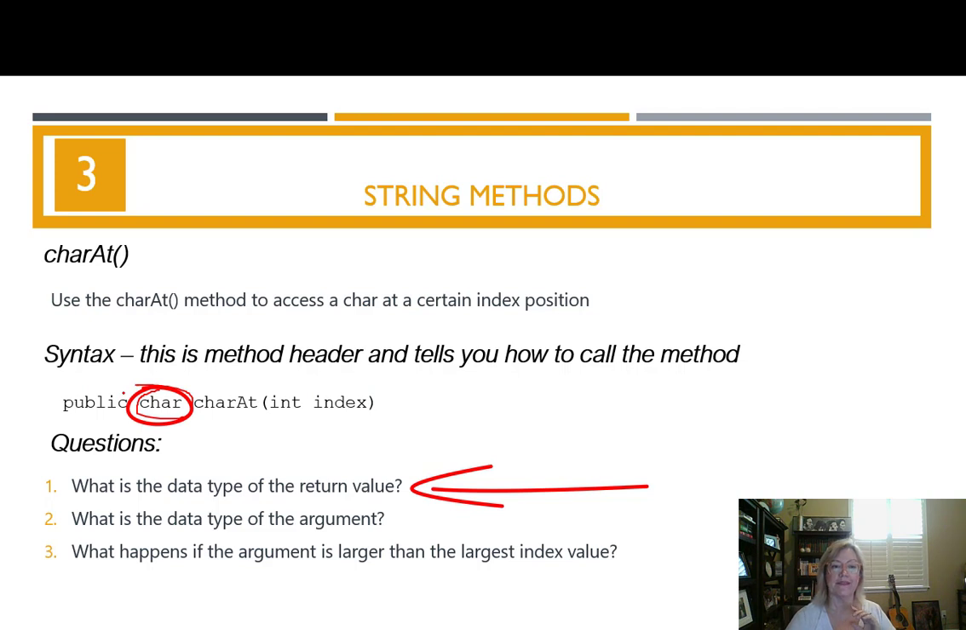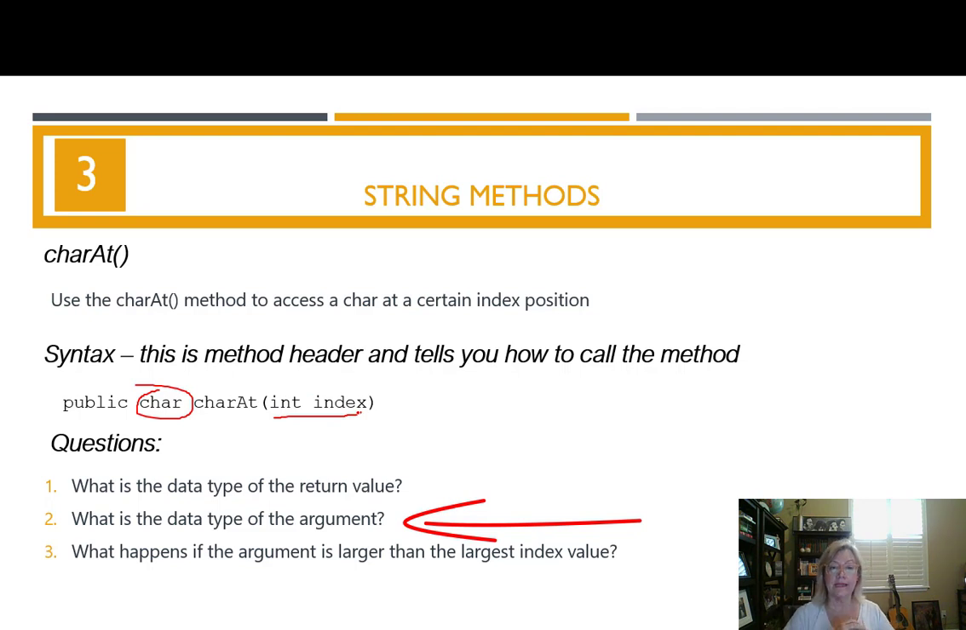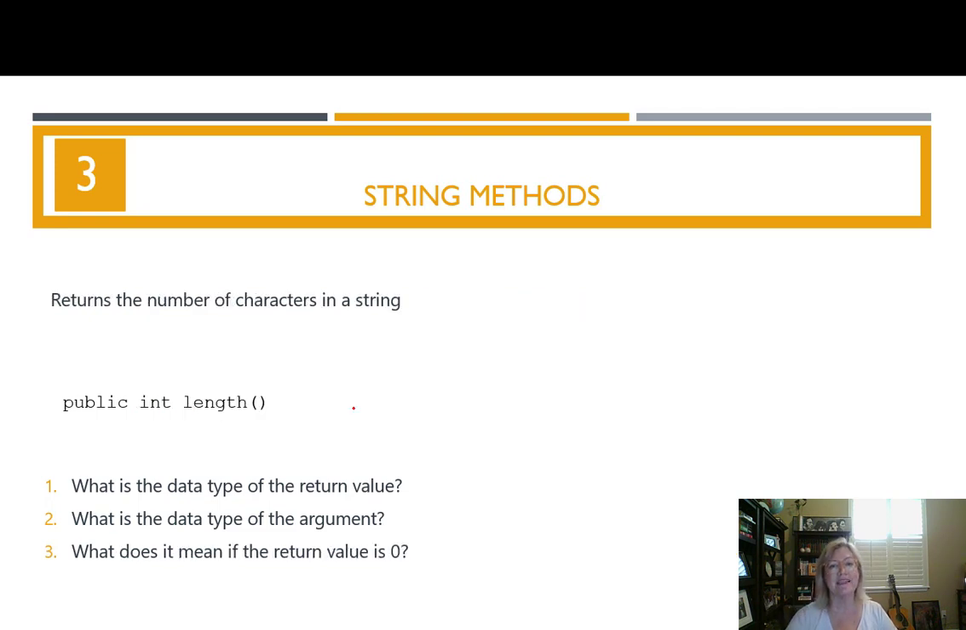Char. Secondly, what is the data type of the arguments? When you're calling the method, you have to call it with an integer. And thirdly, what do you think might happen if that integer is larger than the size of the string? Or more technically, we're going to call it the length of the string, because there's actually a method called length. It's not going to be good.